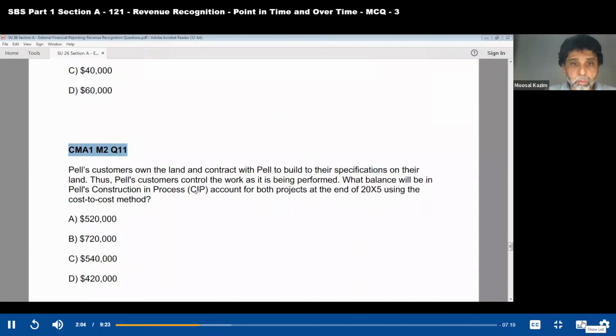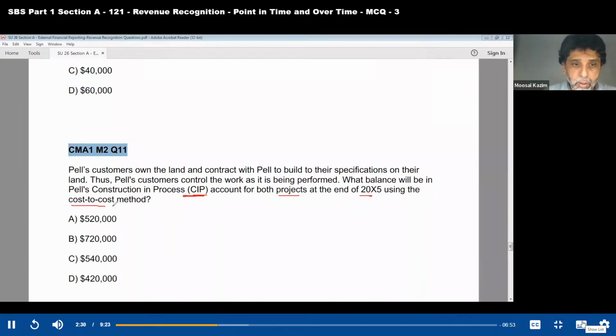So now they want to know what will be the balance in the contract asset account. I've explained the contract asset account and the contract liability accounts in the previous videos. You can have a look at it. Unless you go through that explanation, you will not be able to do this. So Pell's construction in progress account, the contract asset account, for both the projects at the end of 2005. That's what we need to do.